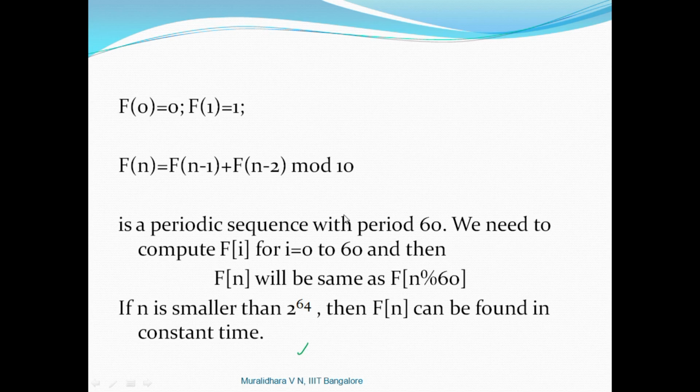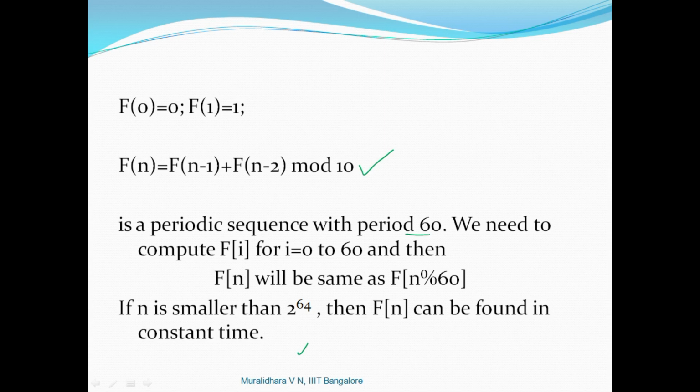In the previous video we have seen that the sequence f of n is equal to f of n minus 1 plus f of n minus 2 modulo 10. Then this is a periodic sequence with period 60. So what does it mean? This entire sequence will repeat in a block of 60.